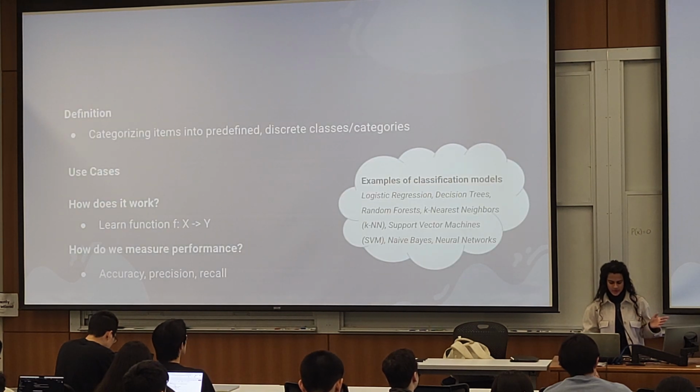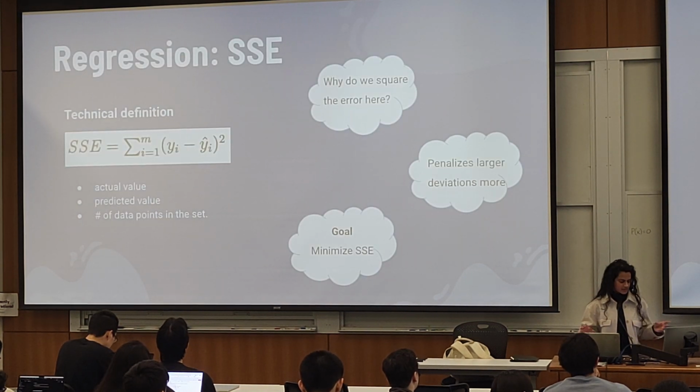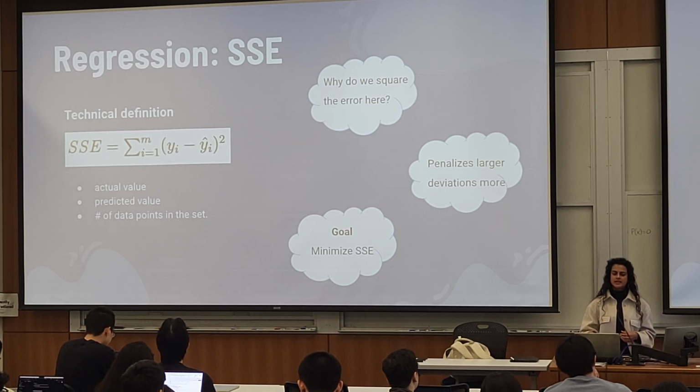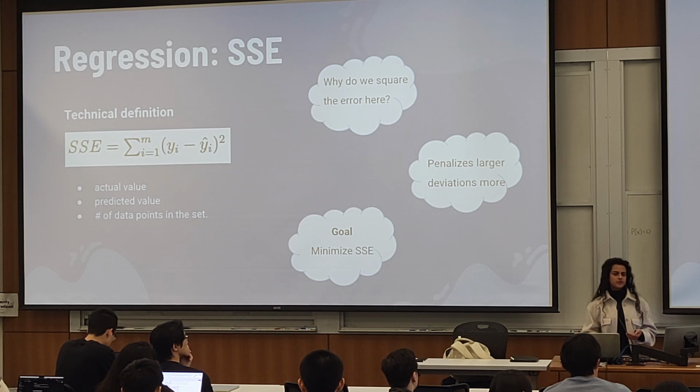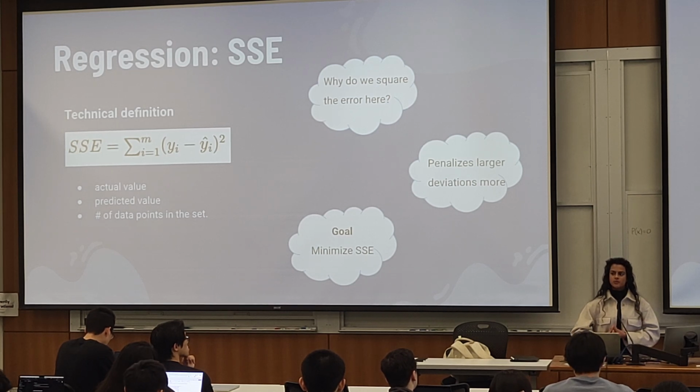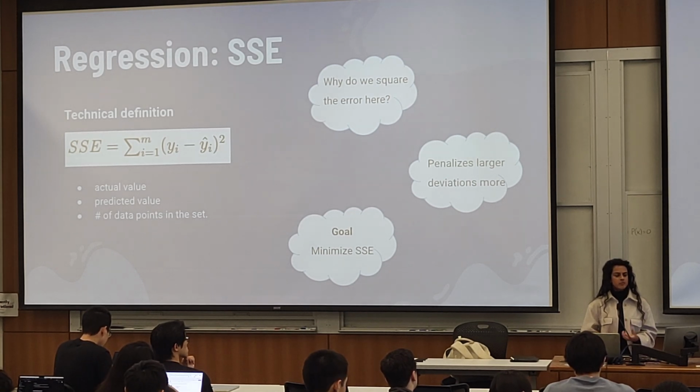But going back to regression, SSE, that's the technical definition. What's happening here is it's penalizing larger deviations more. So if you have one outlier that is really far from your predicted value, one of the issues with regression is that it's going to penalize those deviations a lot more and say, hey, this is a really bad model, when maybe your model is good and you just have that one outlier in your data set.